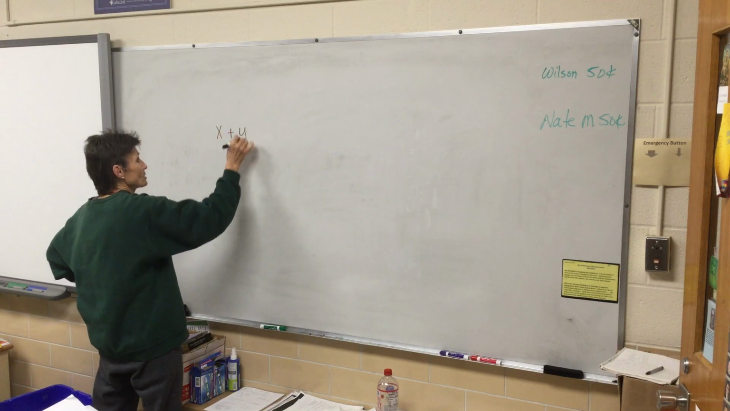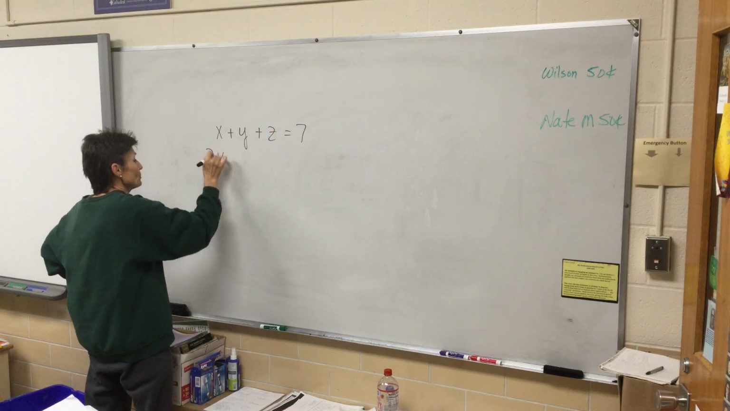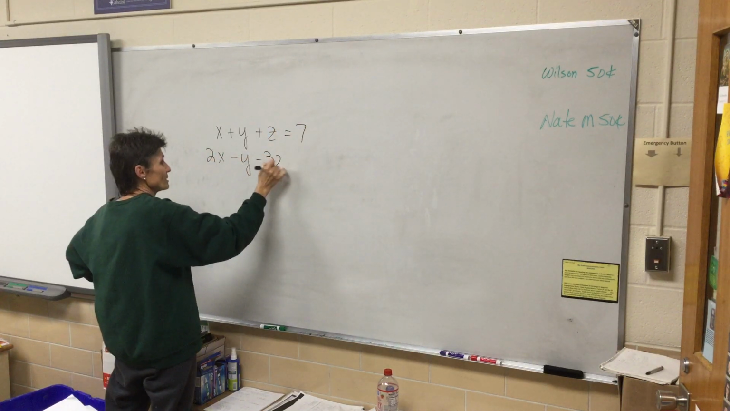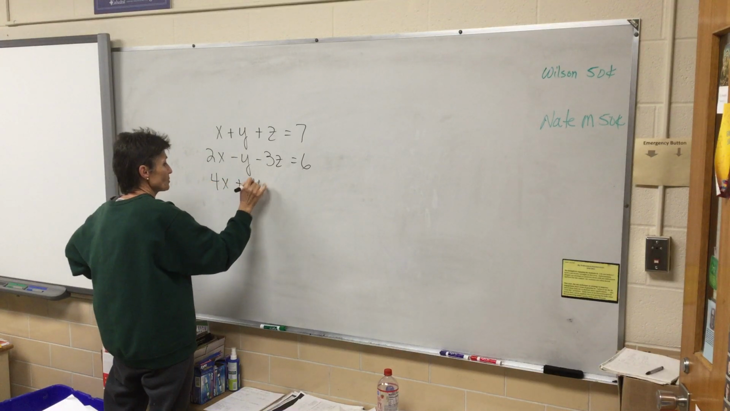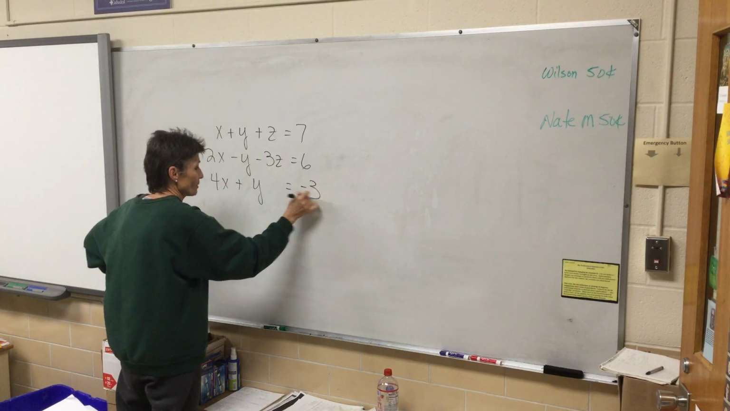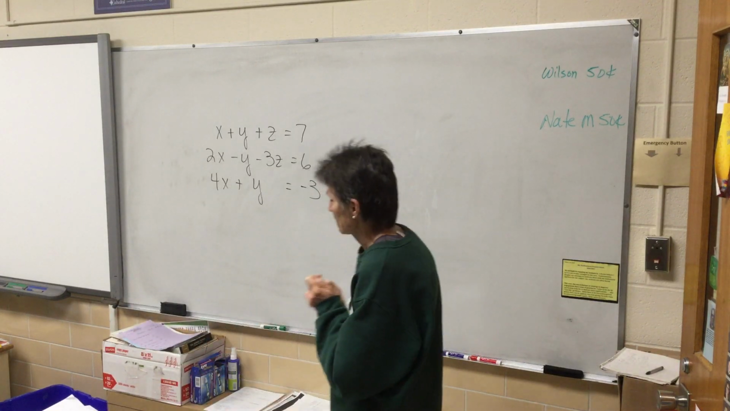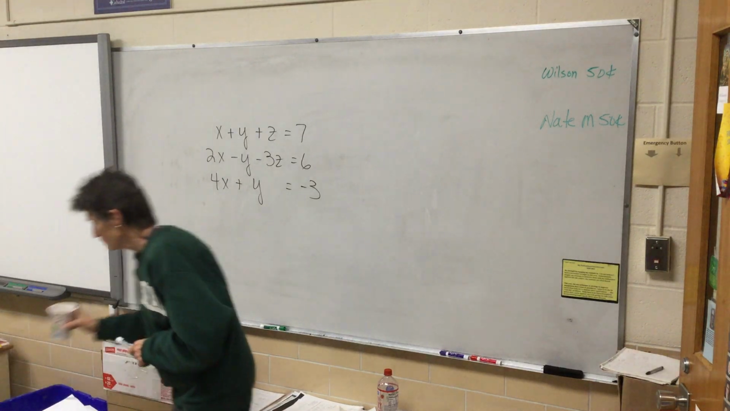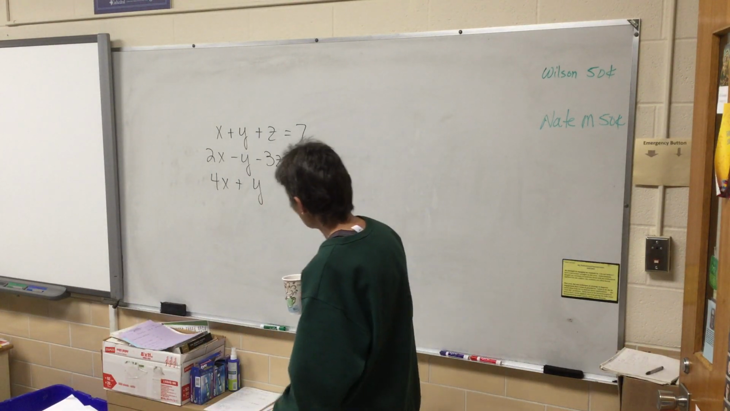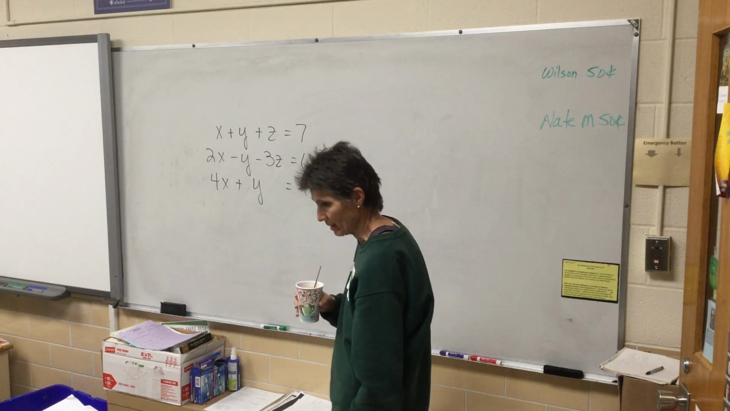X plus Y plus Z is 7. 2x minus y minus 3z equals 6. And 4x plus y equals negative 3. All right, so I'll give you a minute to get that copied down. So you're going to get a half sheet of paper. It'll have something like that written on it.